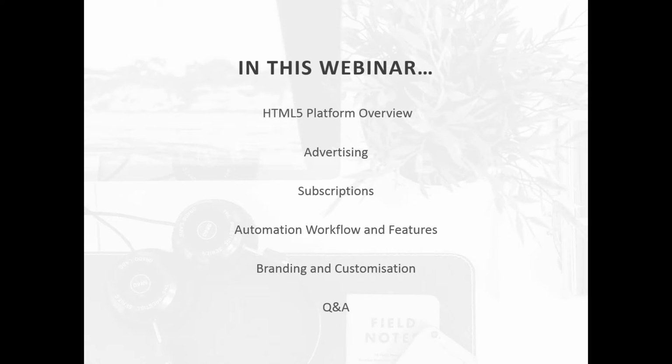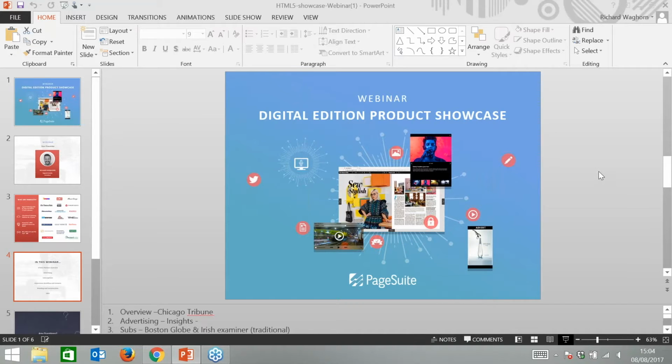Now, throughout the webinar, we're going to go through some live examples and showcase our HTML5 platform and give you a complete overview of that platform. And we'll go through the advertising options that are available, the different subscription models that are also supported, and then we'll cover automation and workflow, different custom features and branding, and then that will be followed by a Q&A. So if you have any questions while we're going through this, please feel free to submit your questions and we'll answer them at the end. So next, I'm just going to finish off with these slides and move to the live product examples.